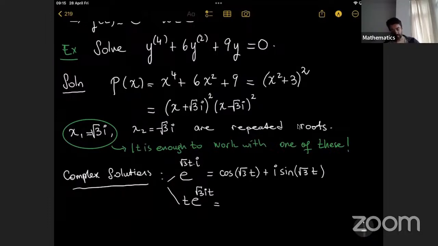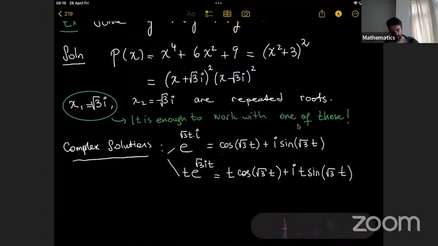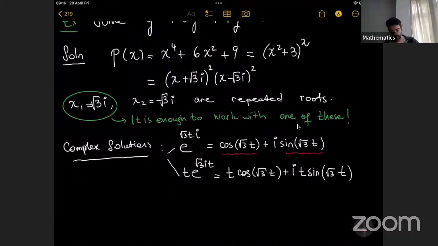And we have a similar thing here. You multiply this by t now, t times cosine root 3t. This is the real part, plus i times t times sine root 3t. Well, the real and imaginary parts are the solutions. So we have 4 solutions here. This one here, this one here, this one here, and finally that one here.